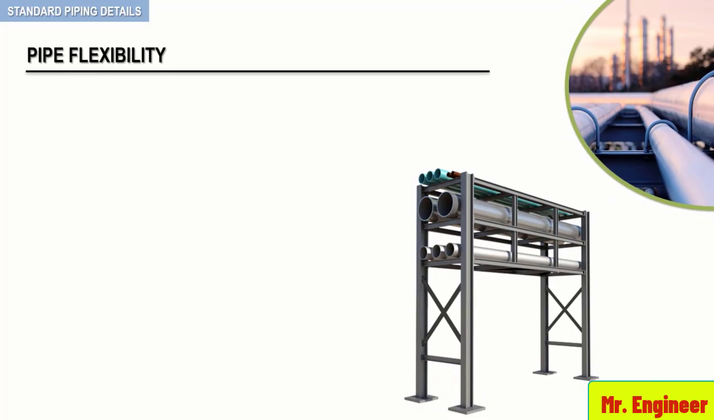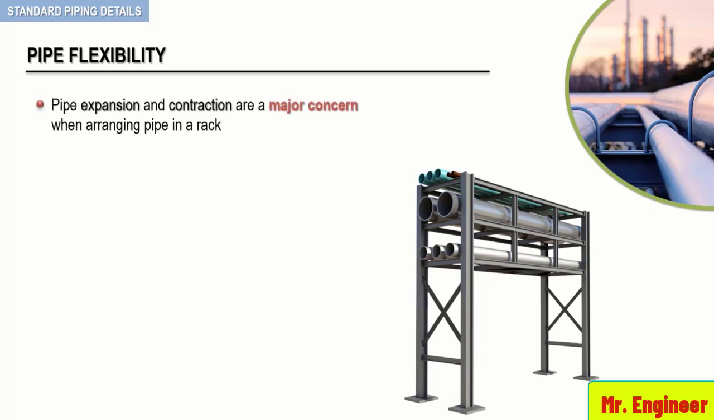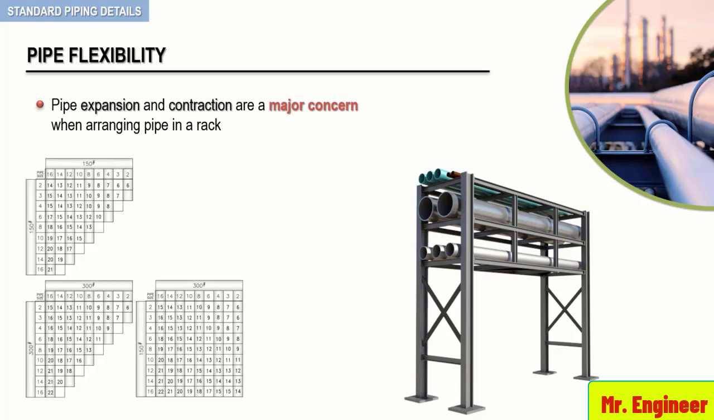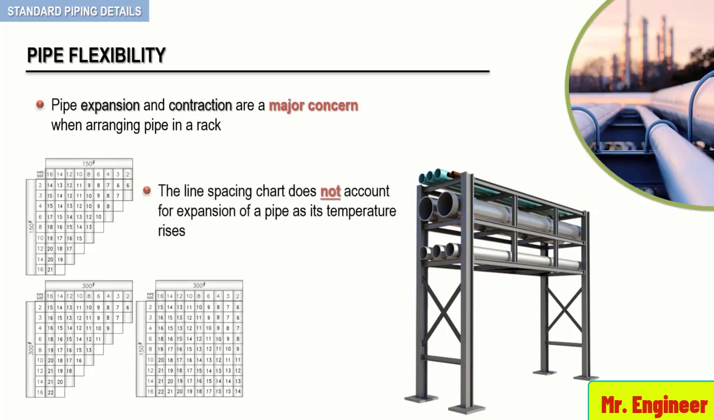A major concern when arranging pipe in a rack is the amount of expansion and contraction that occur when a cold pipe is heated to its normal operating temperature. Because the dimensions provided in the line spacing chart do not account for expansion of a pipe during the startup of a unit, consideration must be given to the amount of expansion a pipe will undergo as its temperature begins to rise. Linear expansion correlates to the direction of flow.